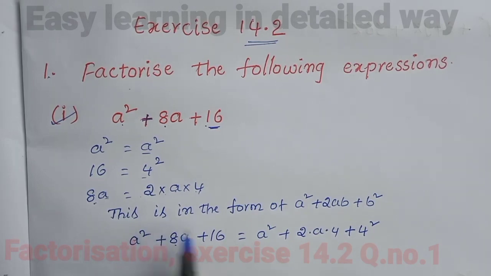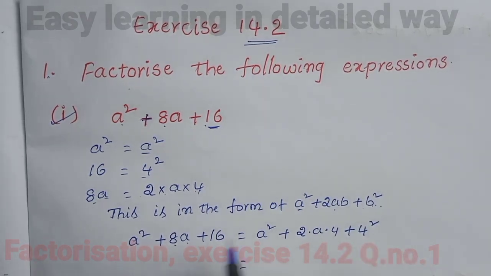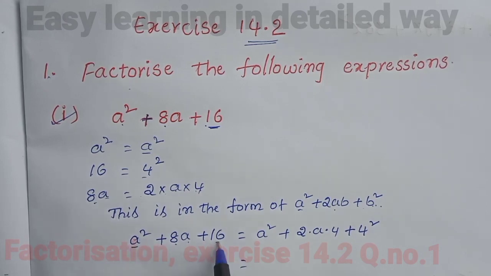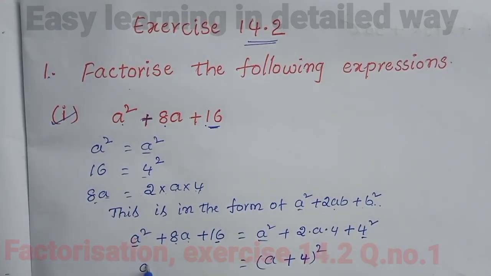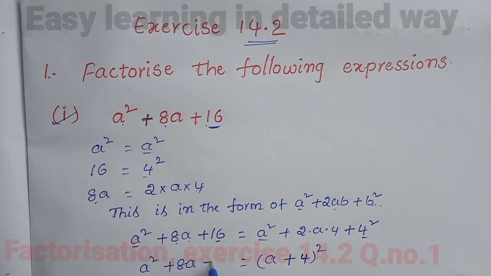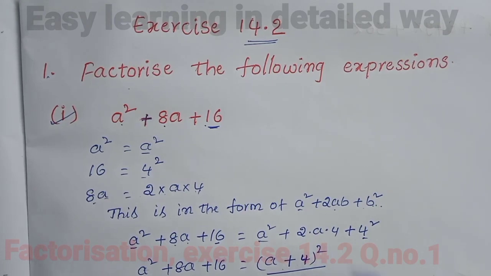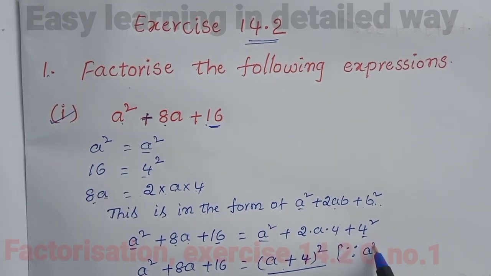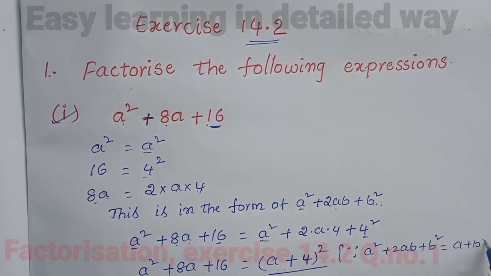సో సి మరి a square plus 2ab plus b square దీన్ని దేనికి ఈక్వేట్ చేస్తాం? It will be equated to a plus b whole square. So what is a here? a is this, and this is b. So a plus 4, so a plus 4 whole square. So this will be a square plus 8a plus 16, factorization ఏం రాయొచ్చు మనము? a plus 4 whole square, because a square plus 2ab plus b square is equal to a plus b whole square.